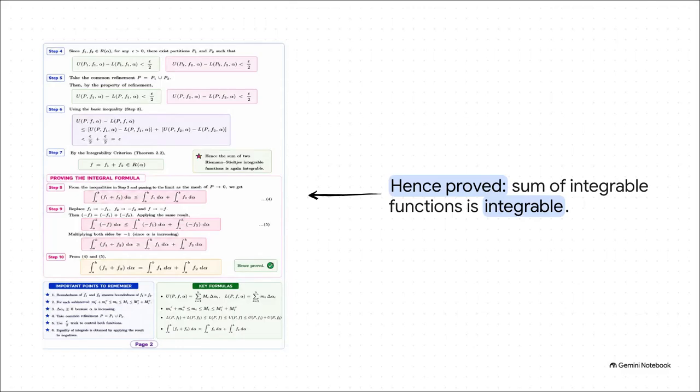Take a quick second to appreciate this actual snippet from the handwritten notes. By Theorem 2.2, we've essentially nailed the first huge chunk of this. Hence, the sum of two Riemann Stieltjes integrable functions is again integrable. Give yourselves a quick pat on the back. We are officially past the halfway mark and doing great.